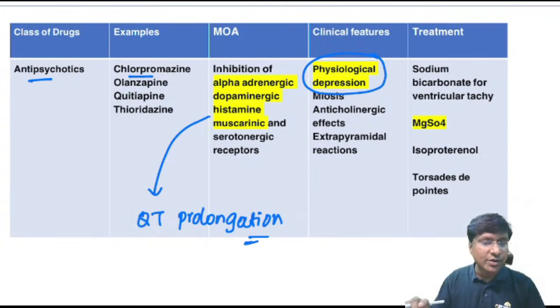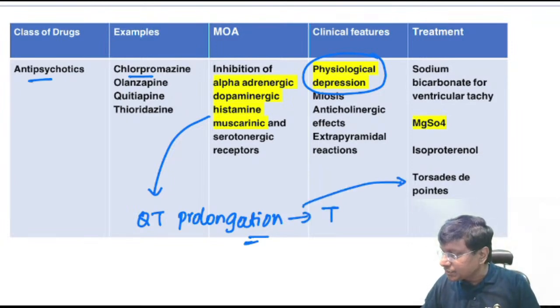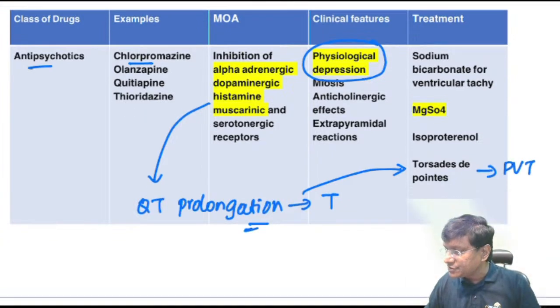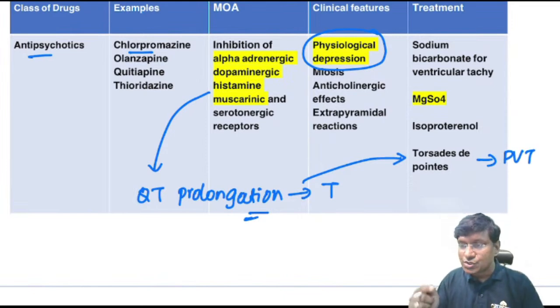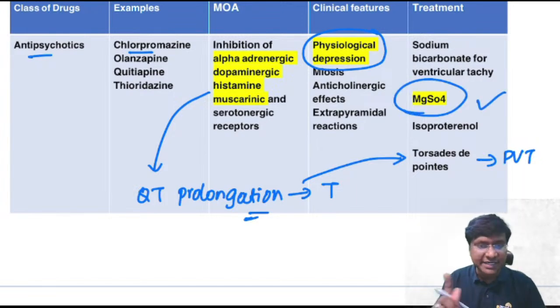Antipsychotics are one group of drugs which can cause QRS prolongation or QT prolongation. Once there is QT prolongation, the individual will develop Torsades de Pointes, which predisposes the individual to polymorphic ventricular tachycardia. So what is the drug of choice for QT prolongation induced arrhythmias? That will be magnesium sulfate. It is not your lignocaine. For Torsades de Pointes, the drug of choice will be magnesium sulfate.